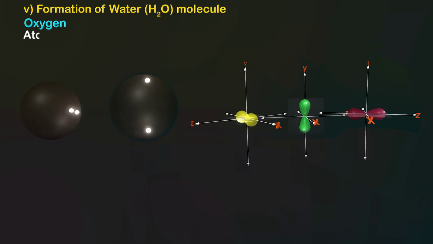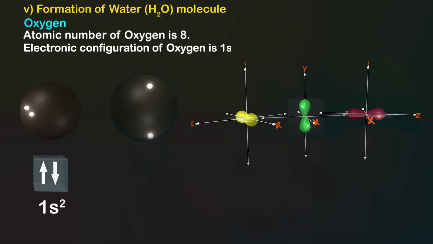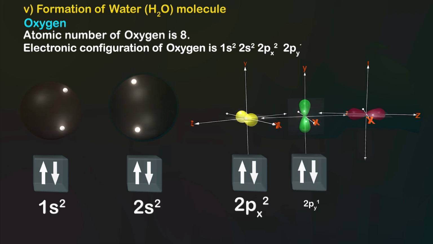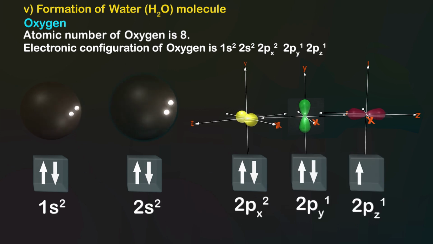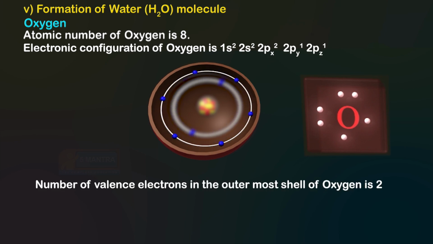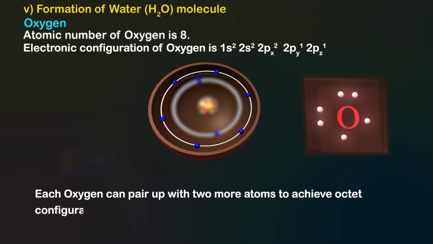Oxygen. Atomic number of oxygen is 8. Electronic configuration of oxygen is 1s2, 2s2, 2px2, 2py1, 2pz1. Number of valence electrons in the outermost shell of oxygen is 2. Each oxygen can pair up with 2 more atoms to achieve octet configuration or stability.